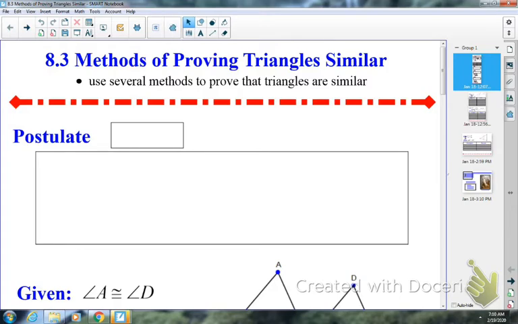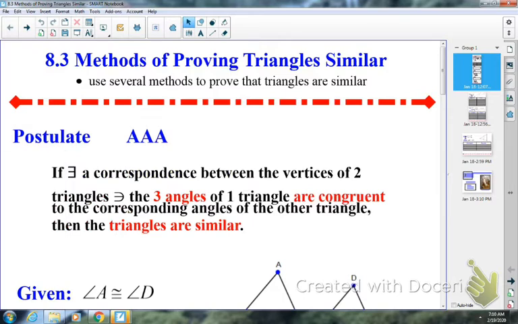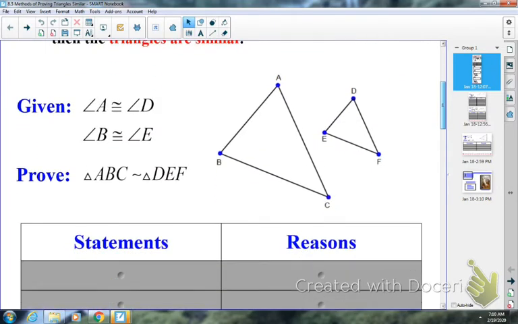So remember, we're not proving triangles congruent. We are proving triangles similar. So the first option is using angle, angle, angle. So AAA. This one states, if there exists a correspondence between the vertices of two triangles such that the three angles of one triangle are congruent to the corresponding angles of the other triangle, then the triangles are similar. So again, basically you have to have three pairs of angles congruent for this to work. Again, nothing about the sides, just all three angles.